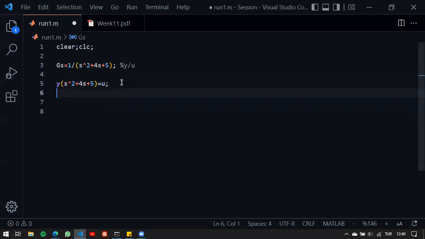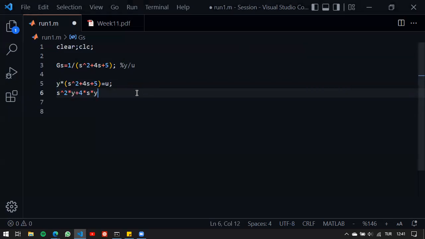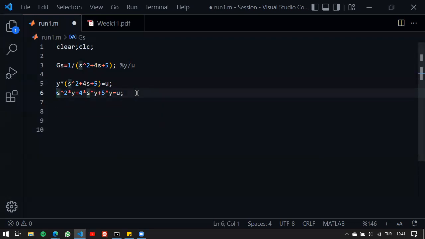Of course, I can also write it down like the following: s squared times Y, plus 4s times Y, and then plus 5 times Y equals U. Now, transfer functions don't really have initial conditions. They are 0. If we acquire a certain transfer function, we take the initial conditions as 0.